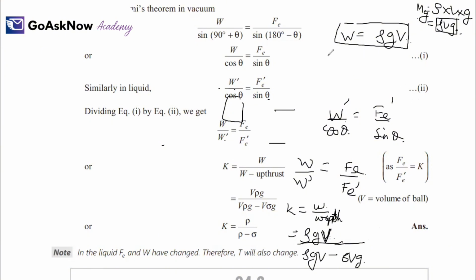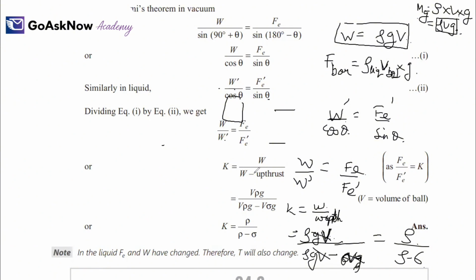And the buoyancy force value is what? If you have studied fluid mechanics, the buoyancy force is the density of your liquid into the volume of the body immersed into g. That is why it is equal to the density of the liquid, which is here sigma, into the volume of the whole body immersed, into g. That is what this formula is. And if you now cancel out the like terms here, gv will cancel out, and it will remain rho upon rho minus sigma. So the k value has come out here as rho upon rho minus sigma only.